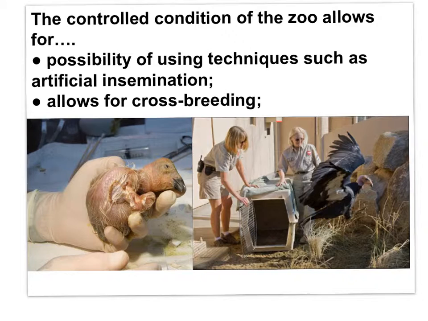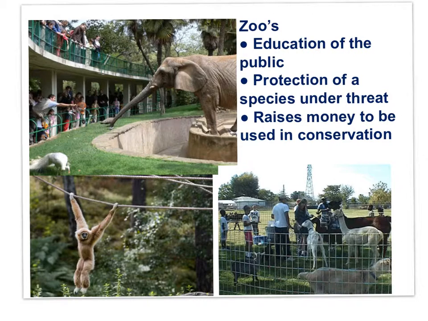The controlled condition of the zoo allows for the possibility of using techniques such as artificial insemination for increasing the chances of successful reproduction. As well, the controlled condition of the zoo allows for crossbreeding that increases the genetic diversity within a population. Zoos are a species-based approach to conservation, and they are in the business of educating the public, protection of a species under threat, and raising money to be used in conservation efforts more broadly.